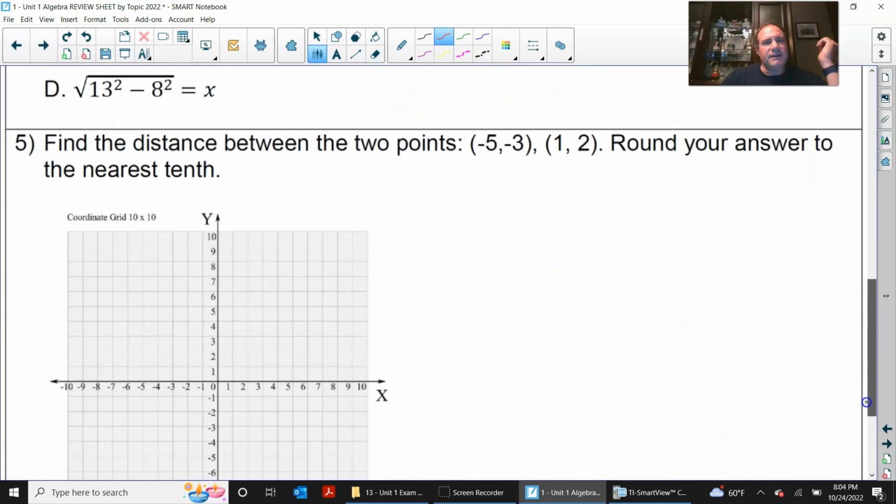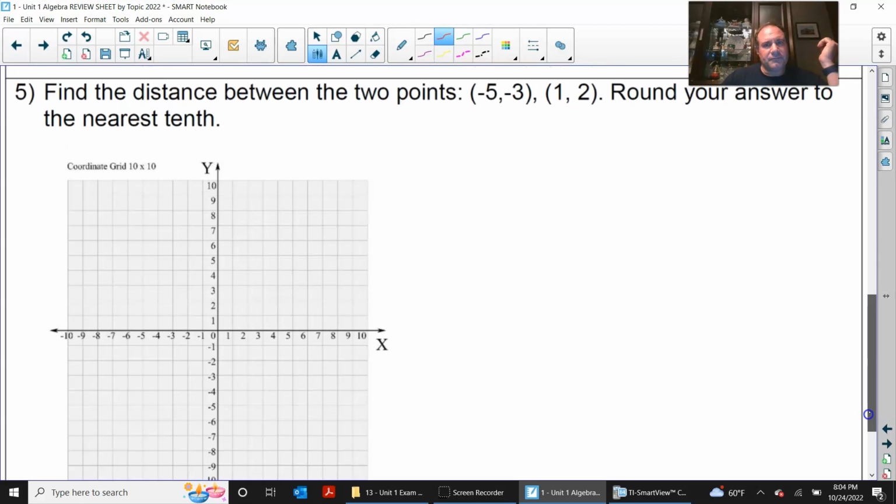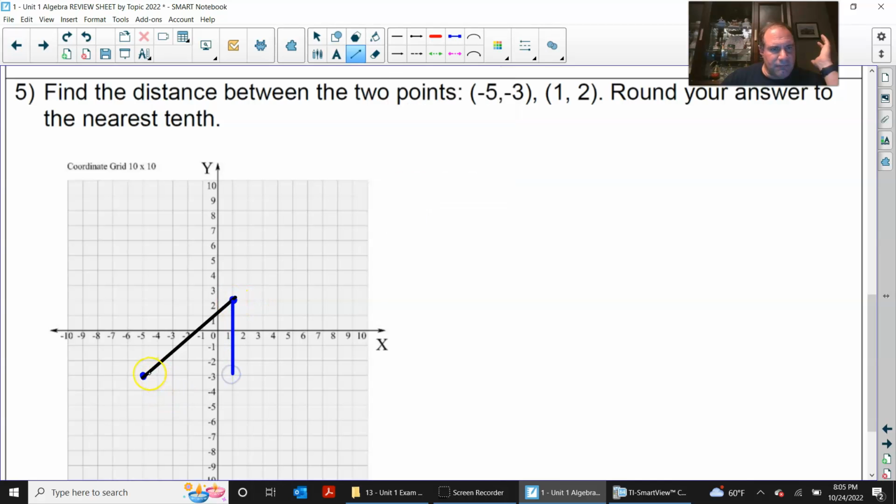All right, and that's it. Find the distance between the 2 points. They're going to have you plot the points. So -5, -3 is 5 to the left and 3 down. And I'm going to be very careful here. And then 1, 2 is 1 to the right and 2 up. So I'm going to go ahead and connect those 2 points. And I'm going to try to find the distance between those 2 points. So I'm going to use those 2 points to make your right triangle.